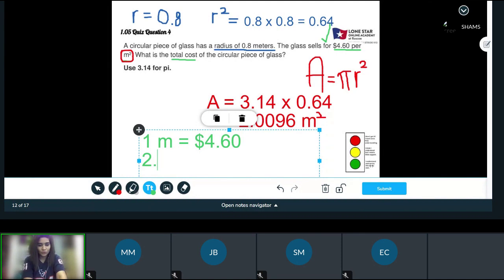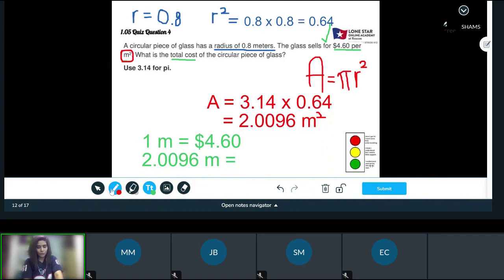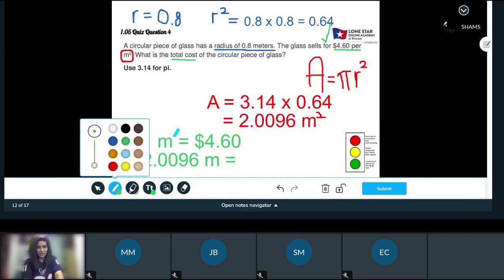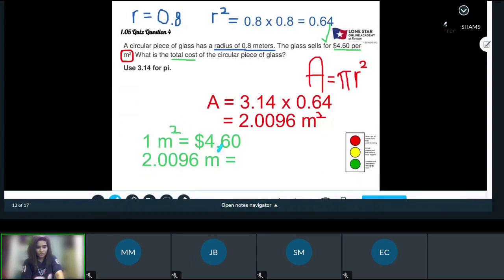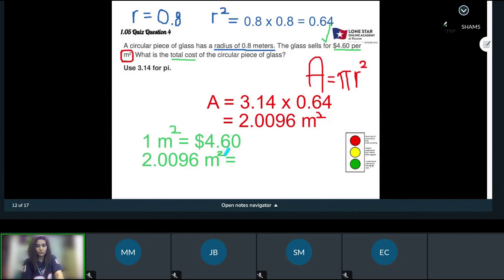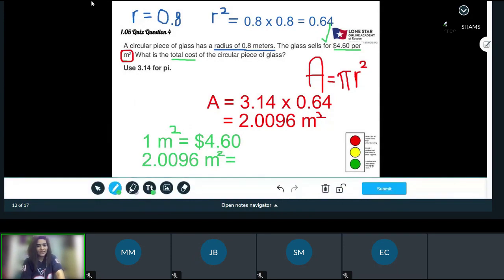So this circle is 2.0096 squared meters, right? So you want to find the cost of this. And you know the cost of only 1 squared meter. Using this information, you want to find the cost of 2 squared meters, right? And it is a good idea to know that 2 squared meters will be twice the cost, right? It will be just twice of 460.